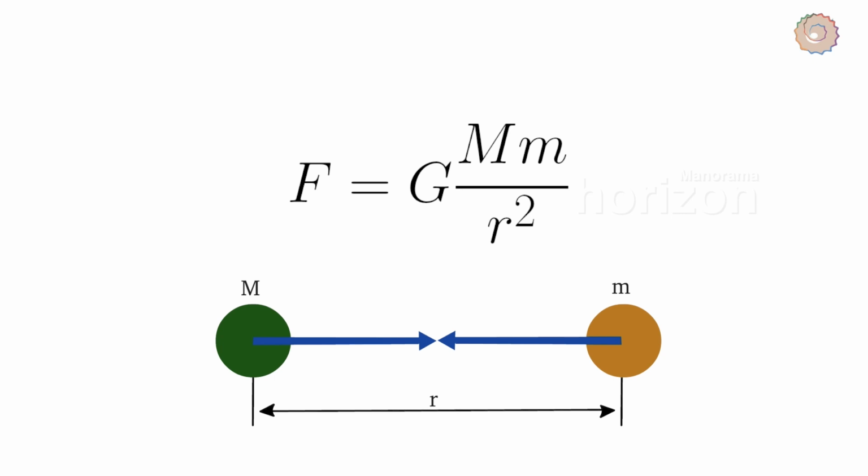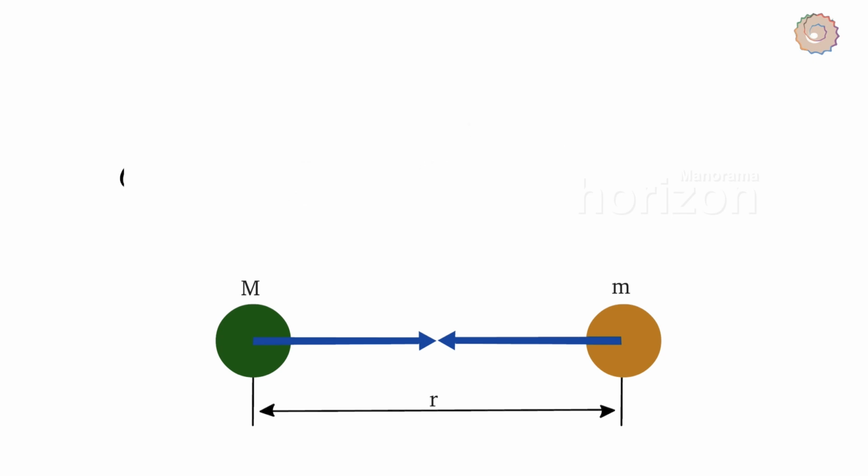It is universal because the value of the constant G remains the same everywhere in the universe. It is independent of the shape or size of the object. The value of G can be calculated by modifying the above equation. G is equal to F multiplied by the square of R divided by the product of the masses.